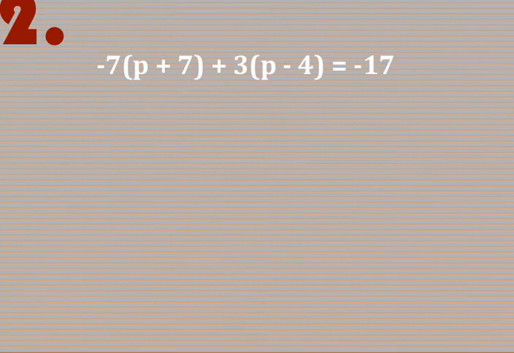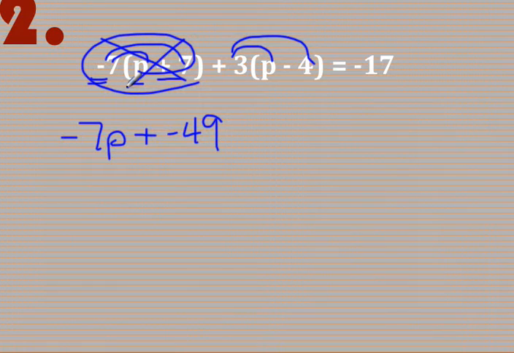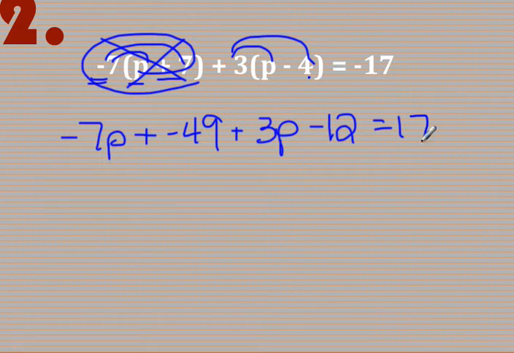Let's take a look now at number 2. For number 2, we're going to have to do a lot more distributing. I need to distribute here, and I need to distribute here. So -7 times p is -7p. -7 times -7 is -49. Now that -7 is only distributing into this first parenthesis. This next one I'm going to distribute in. So 3 times p is 3p. 3 times -4 is -12, and that's equal to 17.